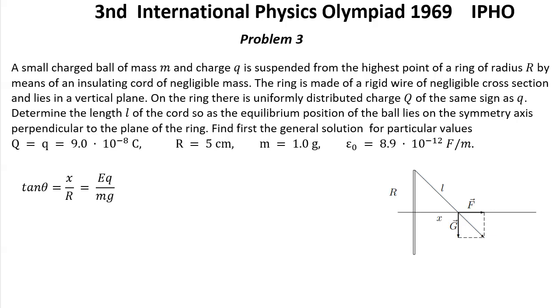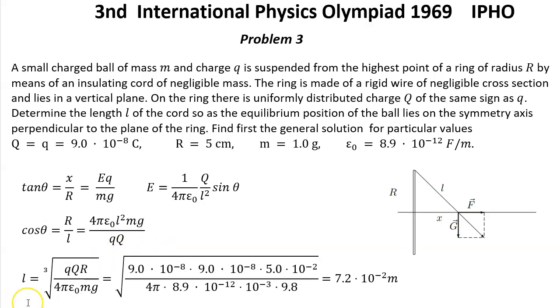Now, because all charges from our ring are at distance L from our charge Q, the total field will be this one multiplied by sine theta, because it's in the x direction. So from here we can find that cosine theta equals R over L, or this expression, and now L equals the cubic root of this expression. After putting in numbers, we get 7.2 multiplied by 10 to the power negative 2 meters. That was the solution for problem number 3.